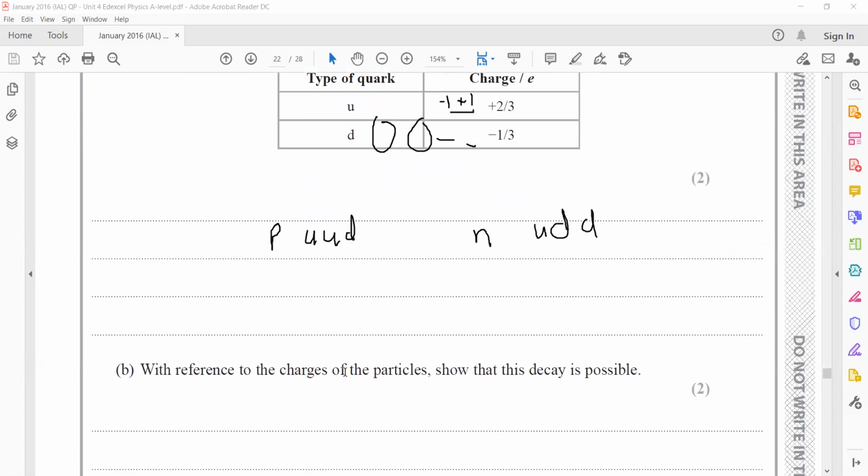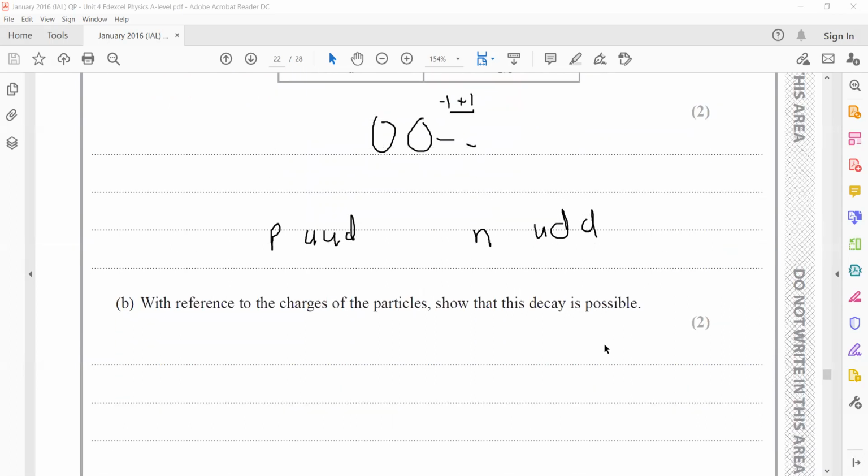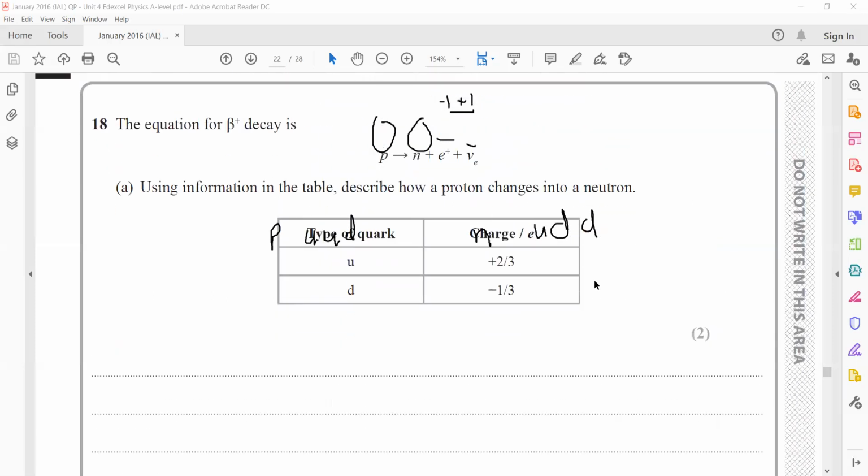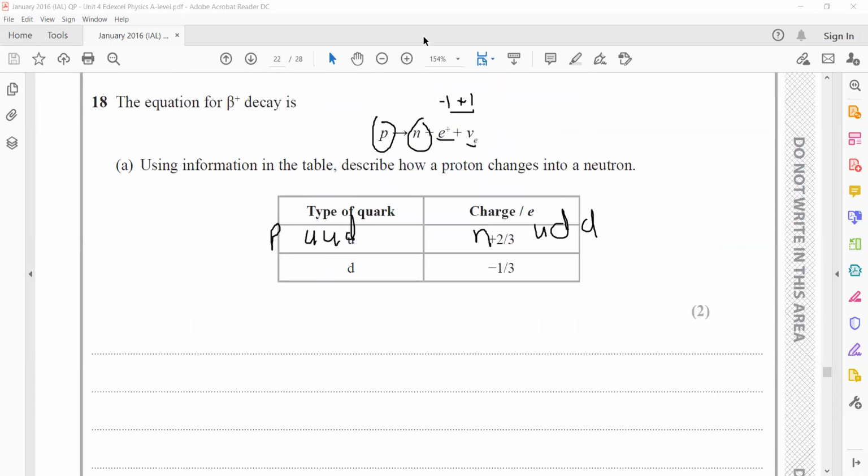With reference to the charges of the particles, show that this decay is possible. So with reference to the charges: proton is positive, neutron is 0, positron is positive. When I write the charges, proton is positive, neutron is 0, positron is also positive, and the electron neutrino has 0 charge, so the charge is conserved. Before and after, the charge remains +1, that shows the charge is conserved.